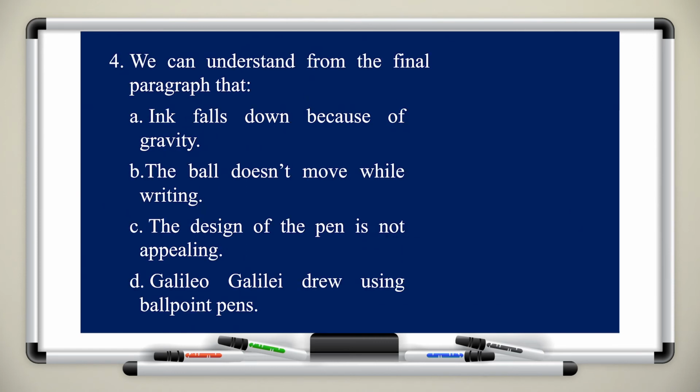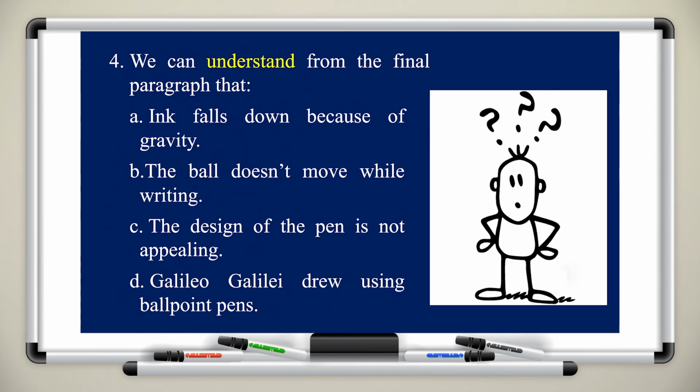Question number 4. So, what do we understand from the final paragraph? We want our understanding, yes? So, A, the ink falls down because of gravity, B, the ball doesn't move while writing, or C, the design of the pen is not appealing, or D, Galileo Galilei drew using ballpoint pens. What do you think? It's of course A, ink falls down because of gravity. That's the fact that we understood from the final paragraph.